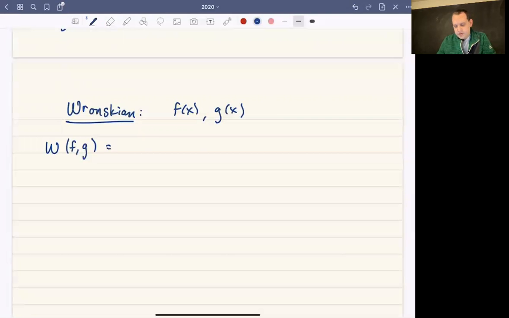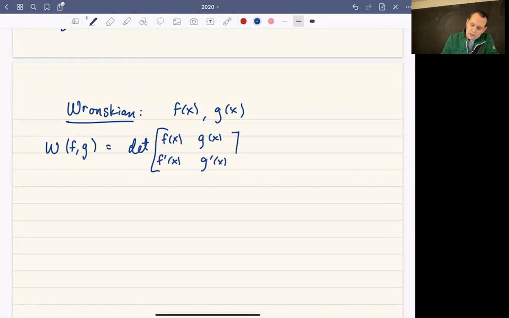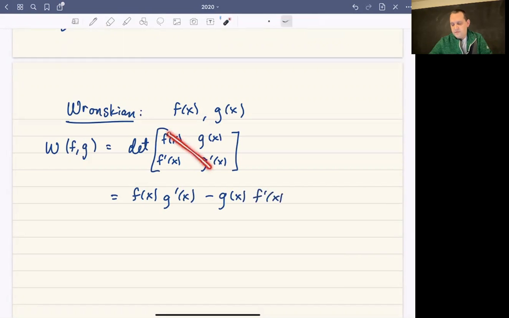So what you do is you look at what's called the Wronskian of f and g. If you know any linear algebra, this is the determinant of the 2x2 matrix F, G, F prime, and G prime. And if you don't know any linear algebra, that's totally fine. This is F times G prime minus G times F prime. You take the product of the terms along the main diagonal and the off diagonal, and then you subtract them.